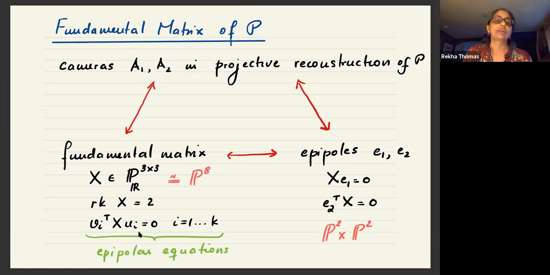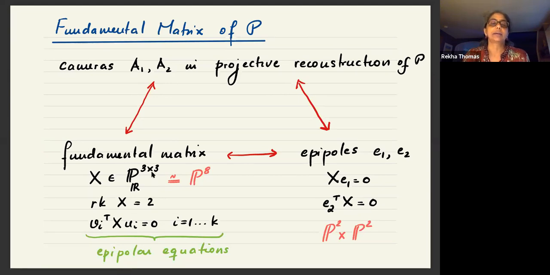So for every one of the points ui, vi, it'll satisfy this equation: vi transpose times X times ui is equal to 0. And these are called the epipolar equations of the point pairs. Okay, so there is this world of fundamental matrices.